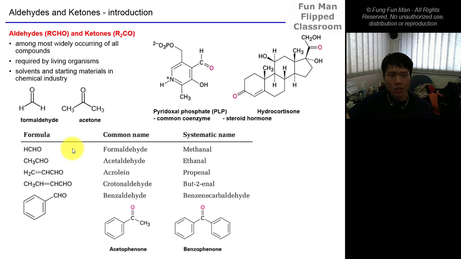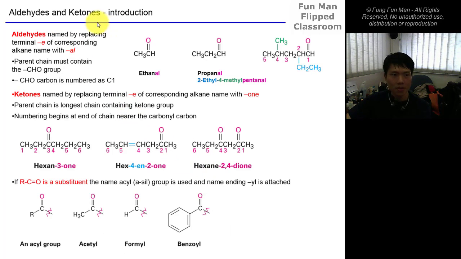So for the formula HCHO, this is one of the simplest forms of the aldehyde. It's called formaldehyde, and the systematic name will be methanal. Acetaldehyde, ethanal. Acrolein, common name, propenal. So you understand that all the aldehydes end with AL. You change the alkane name, which ends with E, to AL. Ethanal, propanal, 2-ethyl-4-methylpentanal. Because here the highest priority group is an aldehyde group, this must be carbon number 1. It has to be. Then you just count this way down and see what the substituents are.